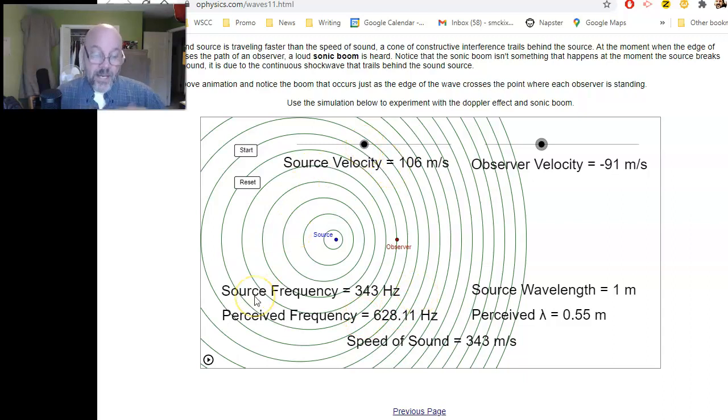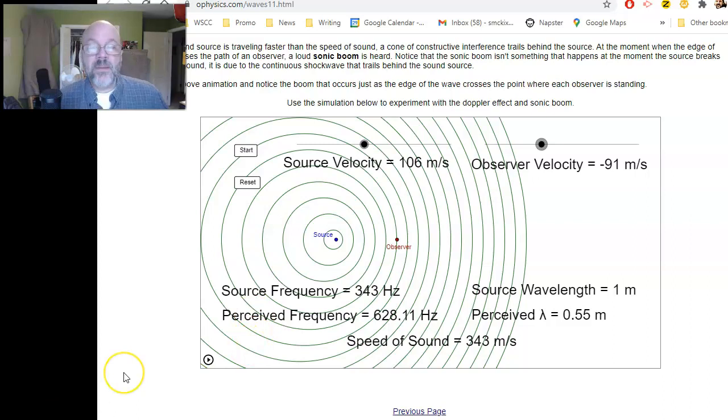Okay. So anyway, try different combinations there. Try a combination where the source is moving maybe at 50 to the right, and then make the observer also move at 50 to the right, and just kind of see what happens there. Okay. All right. So I'm going to end part one of the video here. And then when I come back, we're going to start to put some math into it and do some examples and stuff for you here.